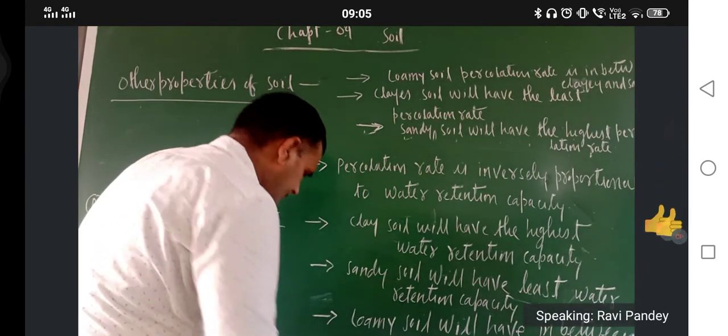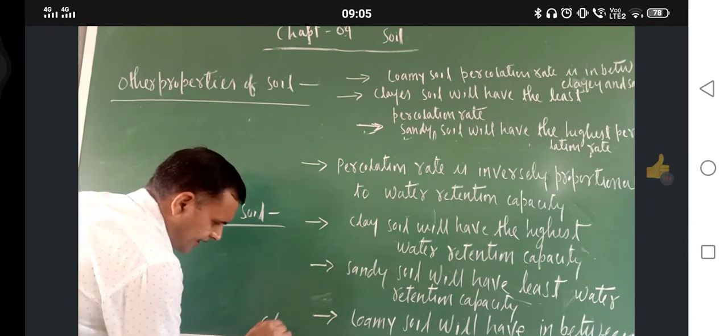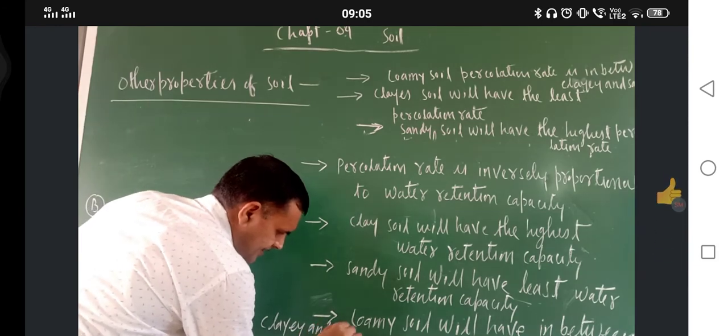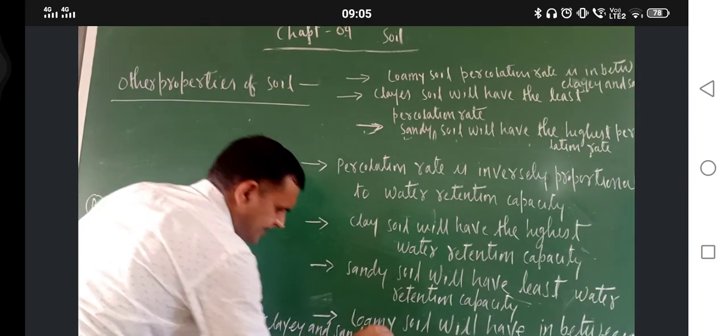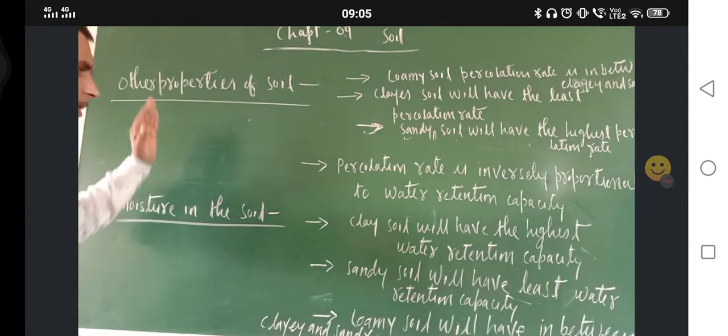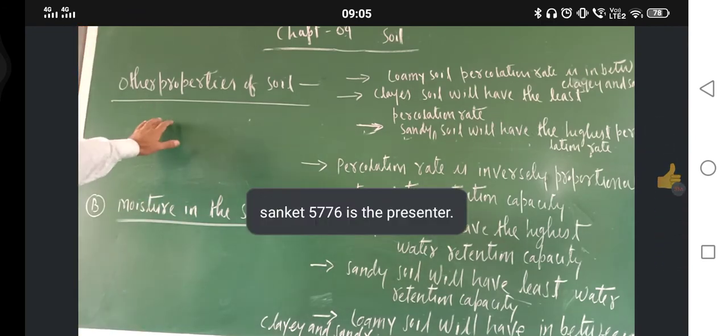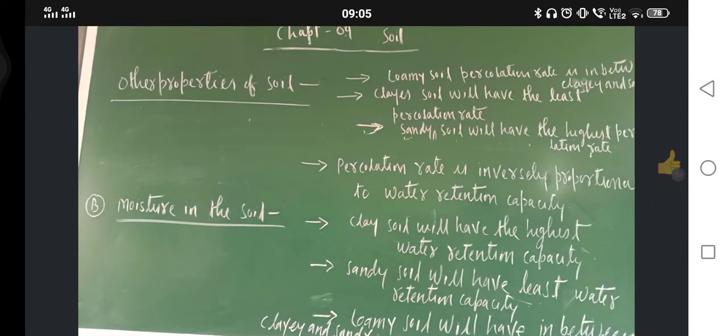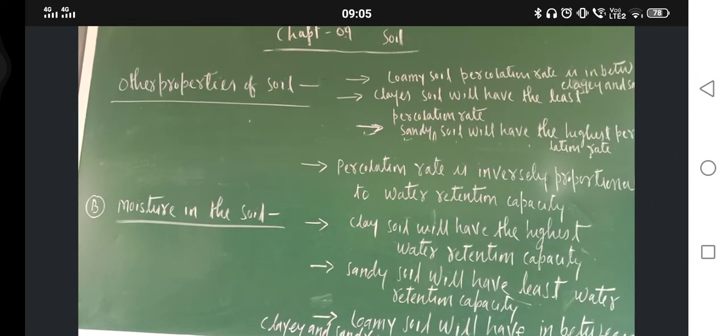Okay. So loamy soil will have in between clay and sandy. Please note down this one. So this is in case of percolation rate.